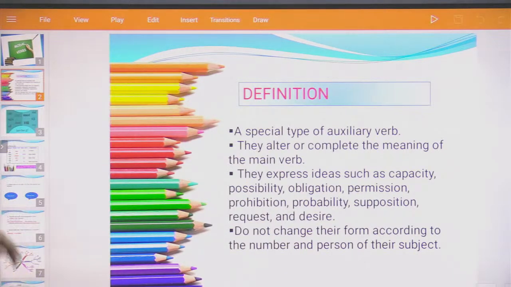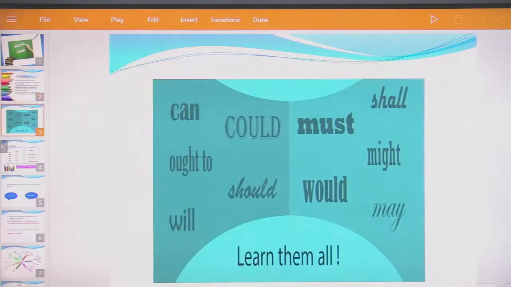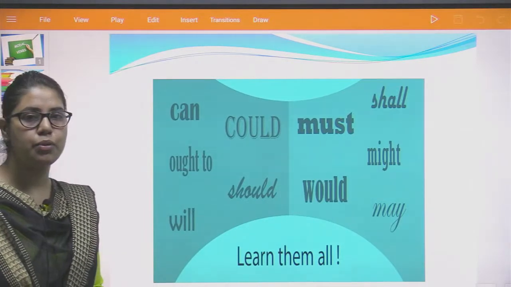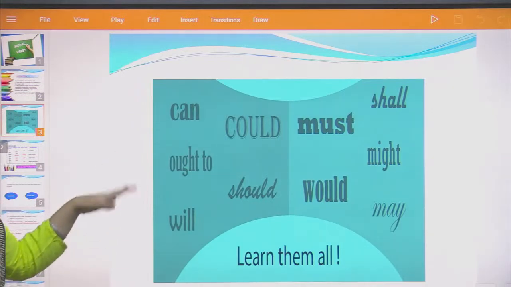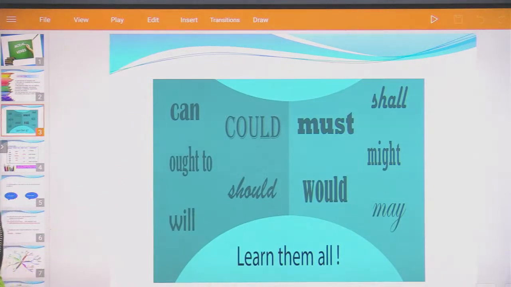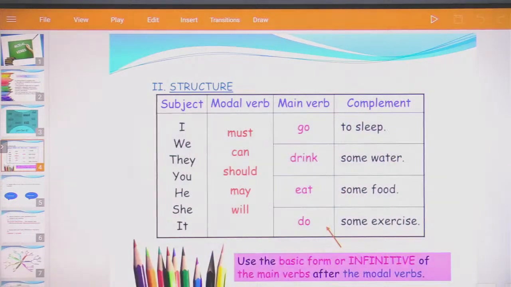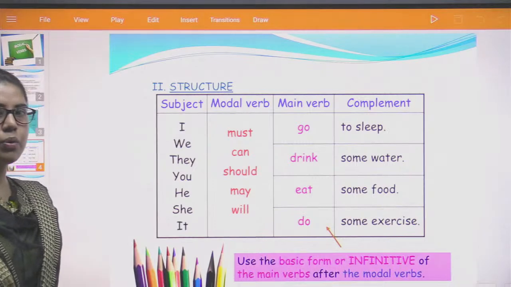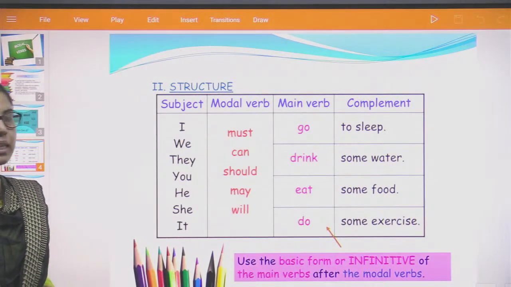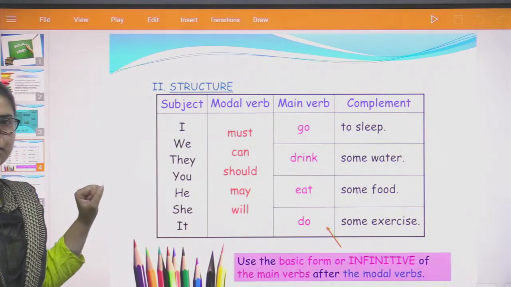Now let's see the second point, students, here, the second slide. These are the different modal verbs I have for you, and we'll discuss them all. But before this, we'll continue with the rules. Now this is the structure, students, of how to use modal verbs in a sentence. This we'll understand by this structure.